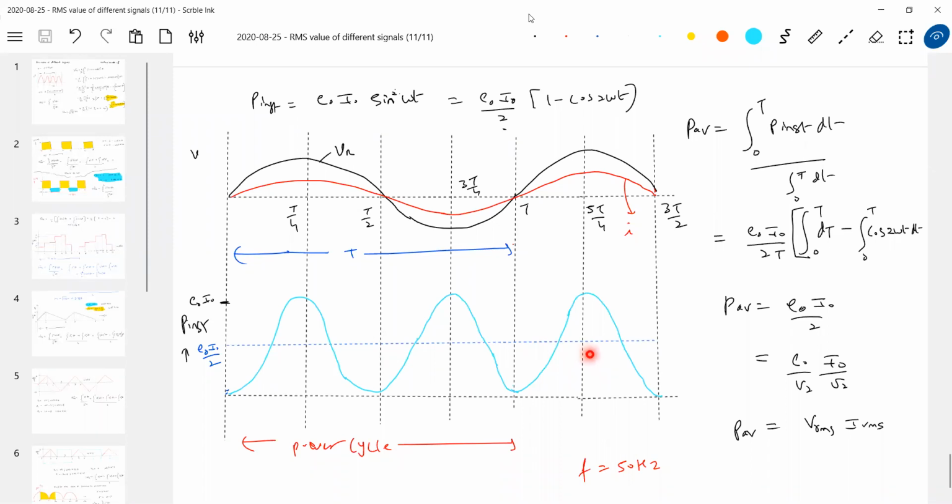Able to make it out? So this is about the power variation across this. I just brought everything together. The average power dissipated across a bulb is given by VRMS times IRMS, or if you know the peak values, E naught I naught by 2. So VRMS or ERMS, both are one and the same.